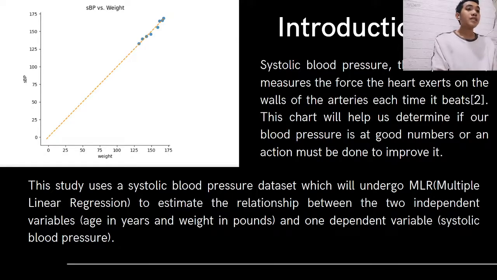This study uses a systolic blood pressure dataset, which will undergo MLR, or multiple linear regression, to estimate the relationship between the two independent variables. We have age in years and weight in pounds, and our dependent variable is the systolic blood pressure.